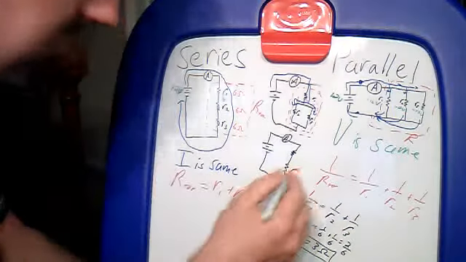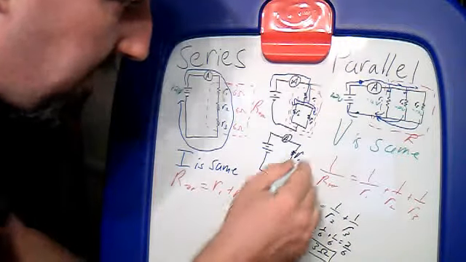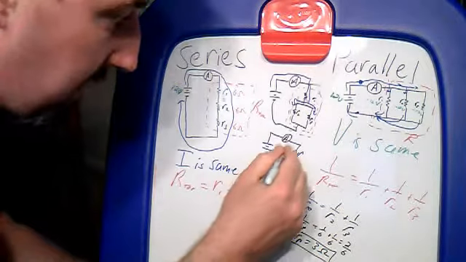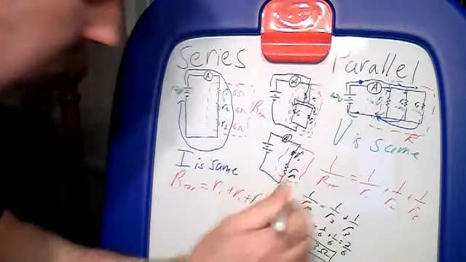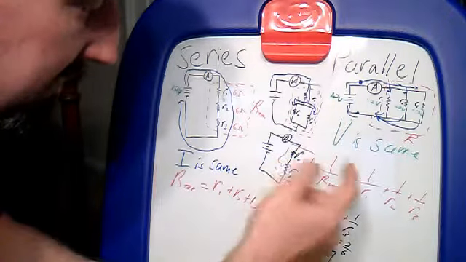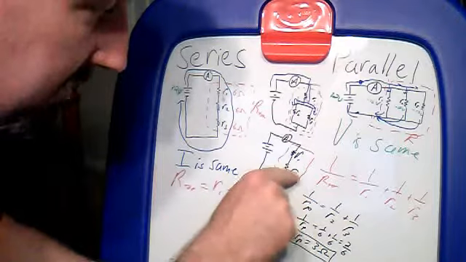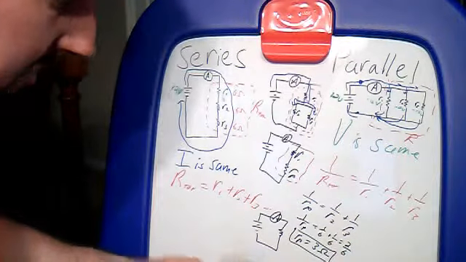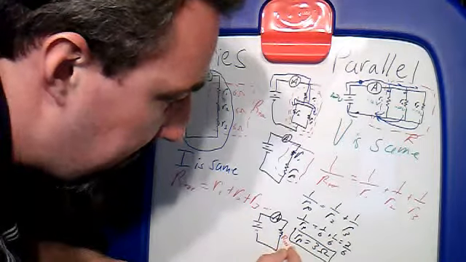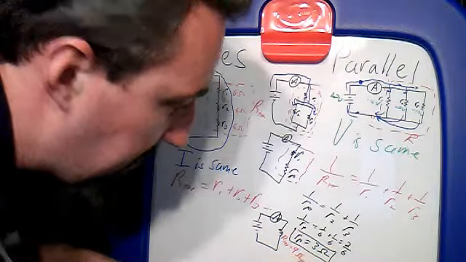So now I have a circuit where I have R1 and RP. These are only in series now. Since they're only in series, I can just add them up. So, if R1 is a 6 ohm, 6 plus 3 is 9. So, our total down here equals 9 ohms.